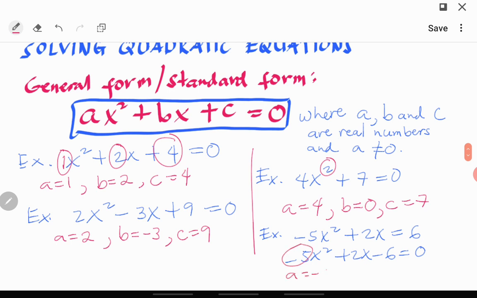Negative 5. Ano yung B? Positive 2. Ano yung C? Negative 6. Negative. Okay. So, these are examples of quadratic equations in standard form. Ngayon, tuturo ko sa inyo yung iba't ibang paraan upang isolve ang mga quadratic equations. Okay, ano yung mga paraan upang ma-solve ang mga quadratic equations?